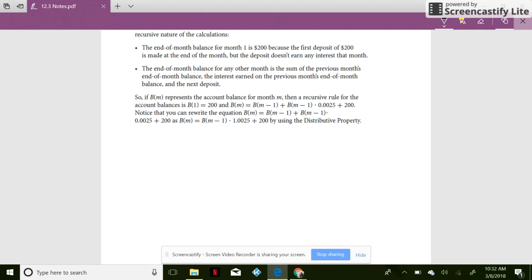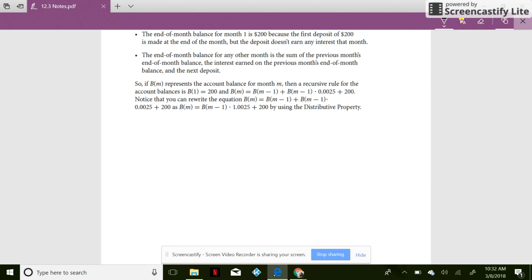So if B of M represents the account balance for month M, then a recursive rule for the account balance is B of 1 is 200, and B of M is equal to B of M minus 1 plus B of M minus 1 times 0.0025 for that 0.25% interest rate, plus 200, the new deposit she's adding. So notice you can rewrite the equation in this form using the distributive property.